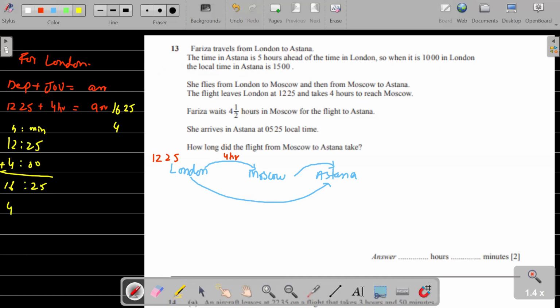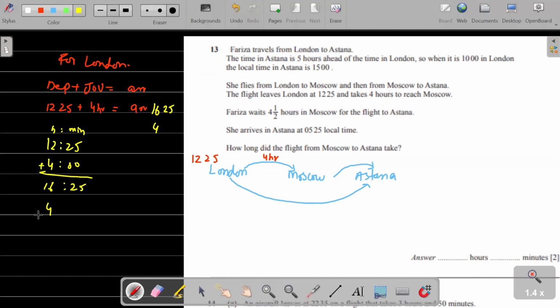First we have added this one, now we are going to add 4 hours 30 minutes as well. Then it will be 20 and 55. So her flight took off from Moscow at 20:55. Okay, 20:55. This was London's time. According to London's local time, it is 20:55.